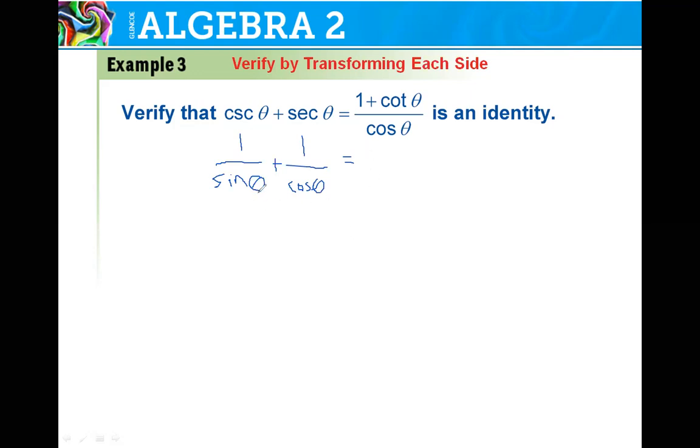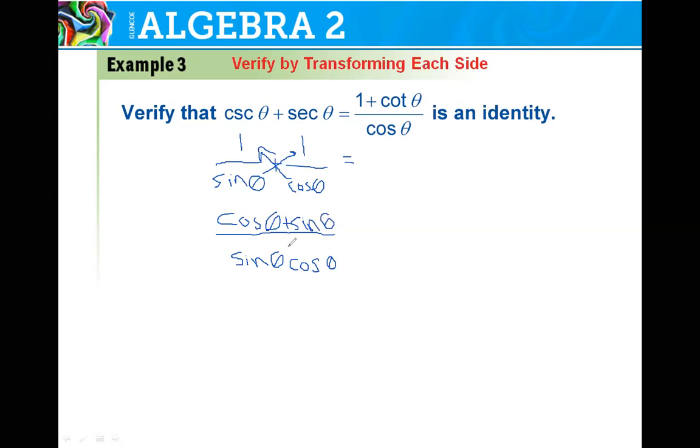First, I need to add. Do you have a common denominator? No. So we need to make a common denominator. Our common denominator will be sine theta times cosine theta. And up? Sine theta plus cosine theta. So it's cosine theta plus sine theta. There is no problem, it's commutative. So this is the simplest form.